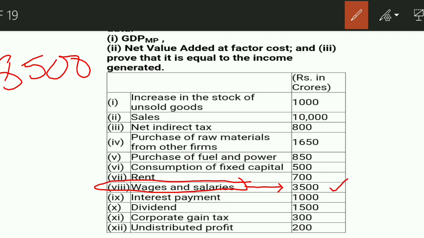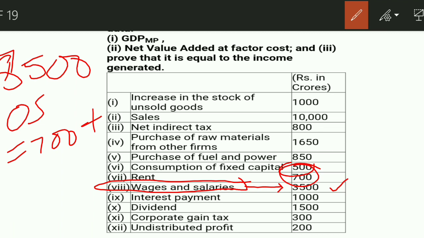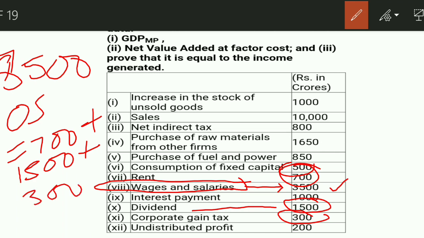Then the second thing is operating surplus. Operating surplus includes various things. What are those things? Rent. Rent is given here as 700. So operating surplus would be 700 plus rent; royalty is not given to us, interest is not given to us, and the components of profits are given to us. Profit is dividend, that is 1500, plus corporate tax, that is 300, plus undistributed profit, that is 200. And mixed income is not given to us.